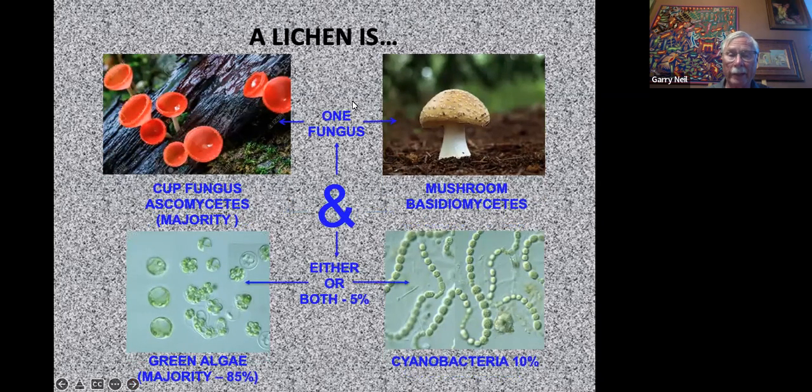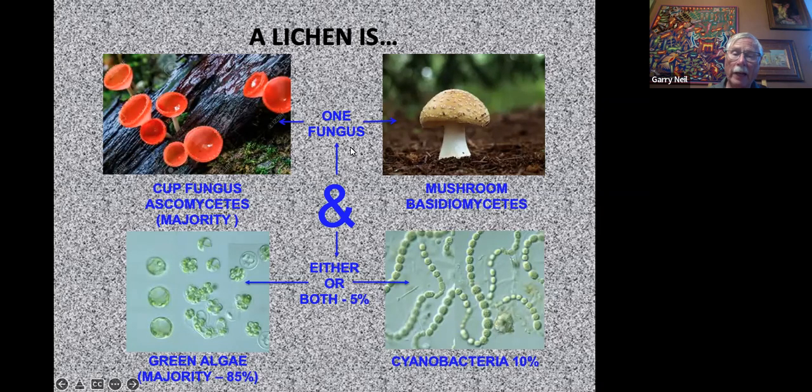So what is a lichen? It's one of these two fungi, which is going to be mainly Ascomycetes. About 98% of all lichens will have this type of fungus, which belongs to the group Ascomycetes. There's only a very small percentage that have a Basidiomycete type fruiting body, very rare.